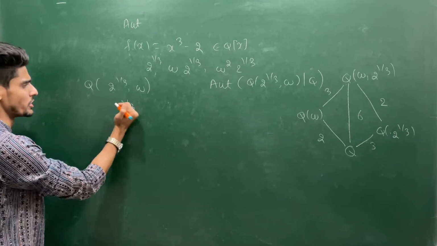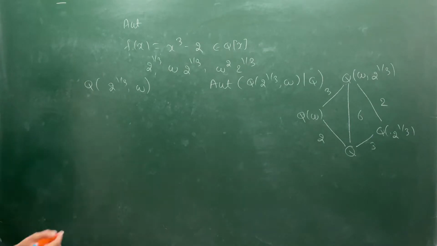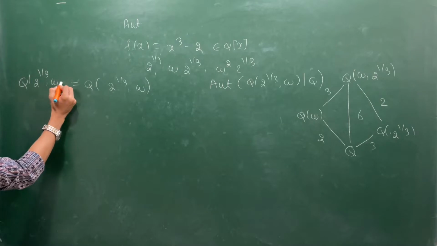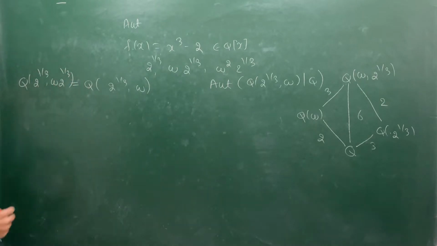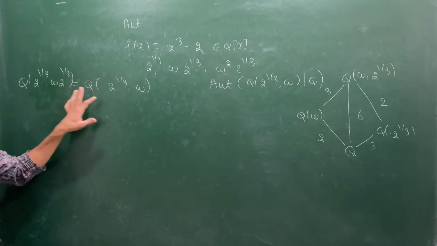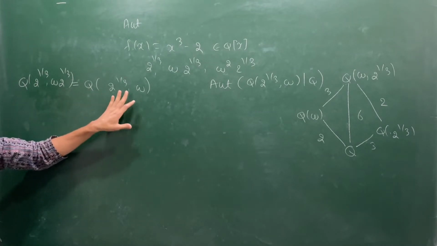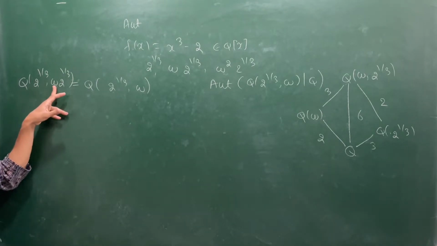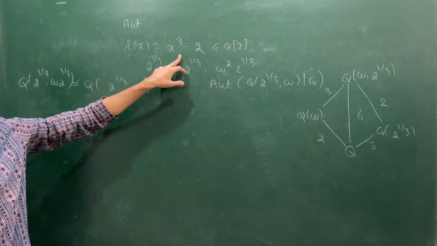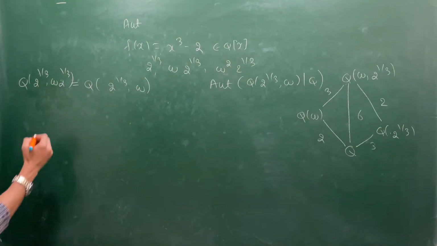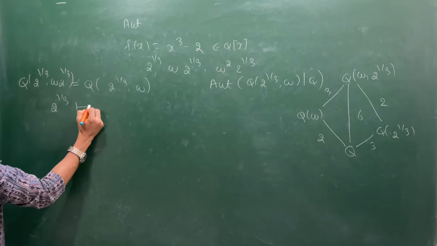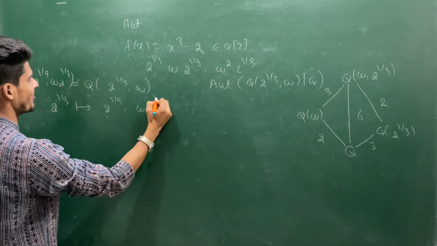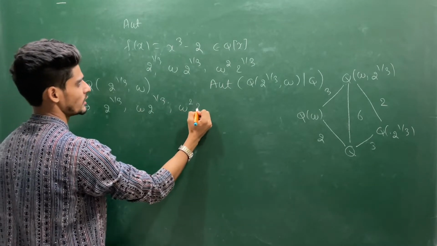Okay, let me ask you one question. This is the splitting field. If I choose this, this is also a splitting field, and both are the same, because this is contained in this and this is contained in this. What is the nice thing in this structure? Because omega times 2 power 1 by 3 is a root of this polynomial. So if I see this structure, this 2 power 1 by 3 can go to any root of this, which is 2 power 1 by 3, omega times 2 power 1 by 3, omega square times 2 power 1 by 3.